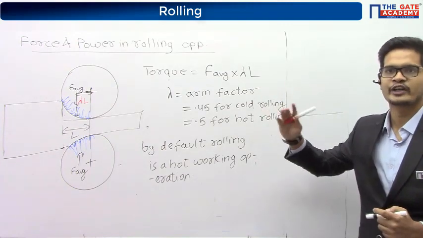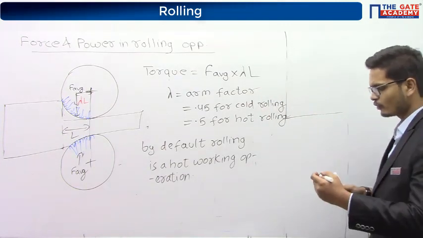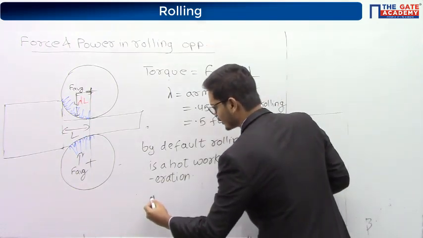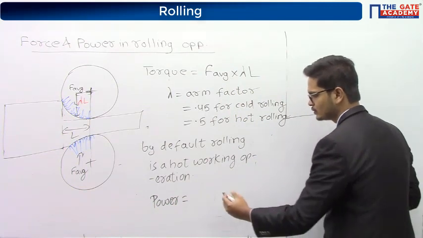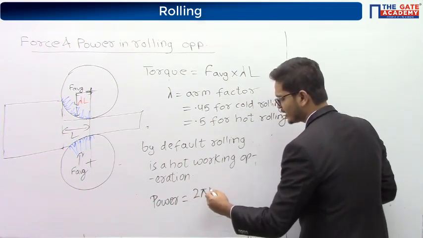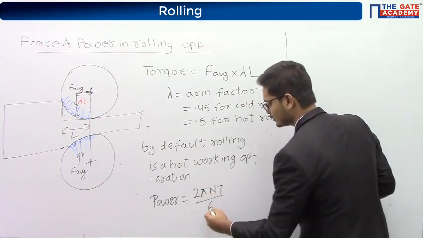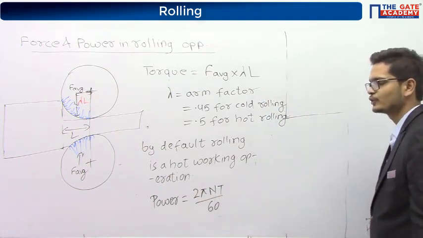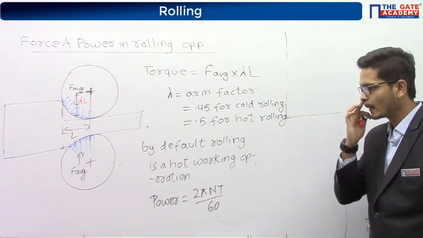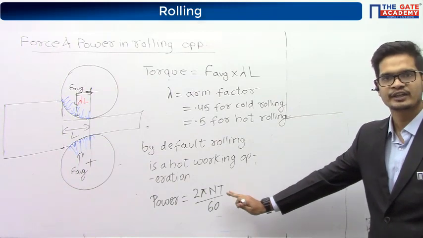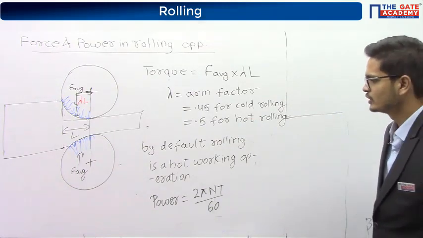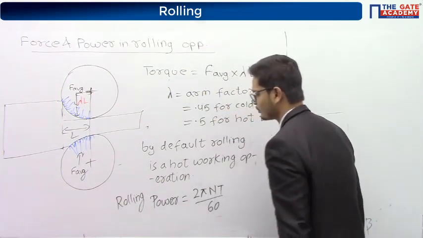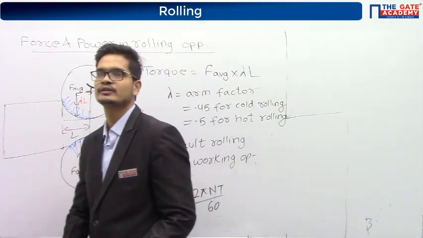So force you have calculated, torque you have calculated. From torque, how do you calculate power? Power is equal to 2 pi NT by 60. Is it the right expression? Please tell me, is it the right expression for rolling? Rolling power is equal to 2 pi NT by 60.